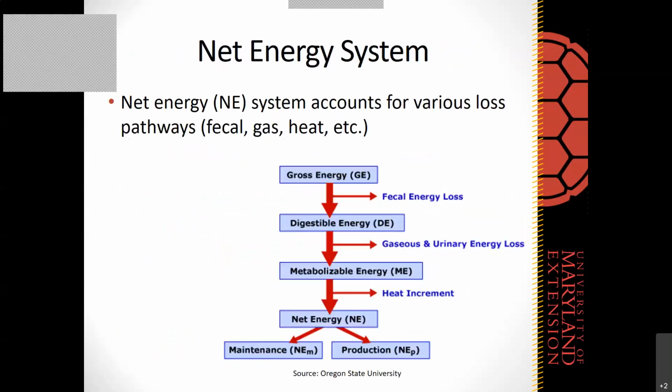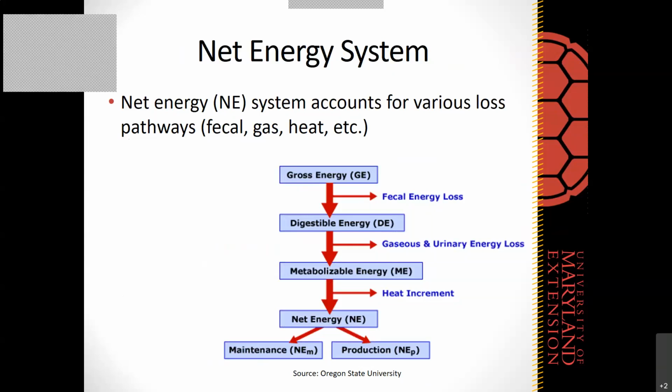Another measure of energy is using the net energy system. So there are a whole bunch of different categories in this, but this is a different way to look at the energy, and it's accounting for different loss pathways. So we have the potential energy or the gross energy of a feed. And then if we take away energy that's lost in the feces, because we know some energy leaves the animal that way, then we have digestible energy. If we take away energy that's lost from gases or urinary output, then we have metabolizable energy. If we take away the energy that the animal is using for heat, to maintain their body heat, then we have a net energy.